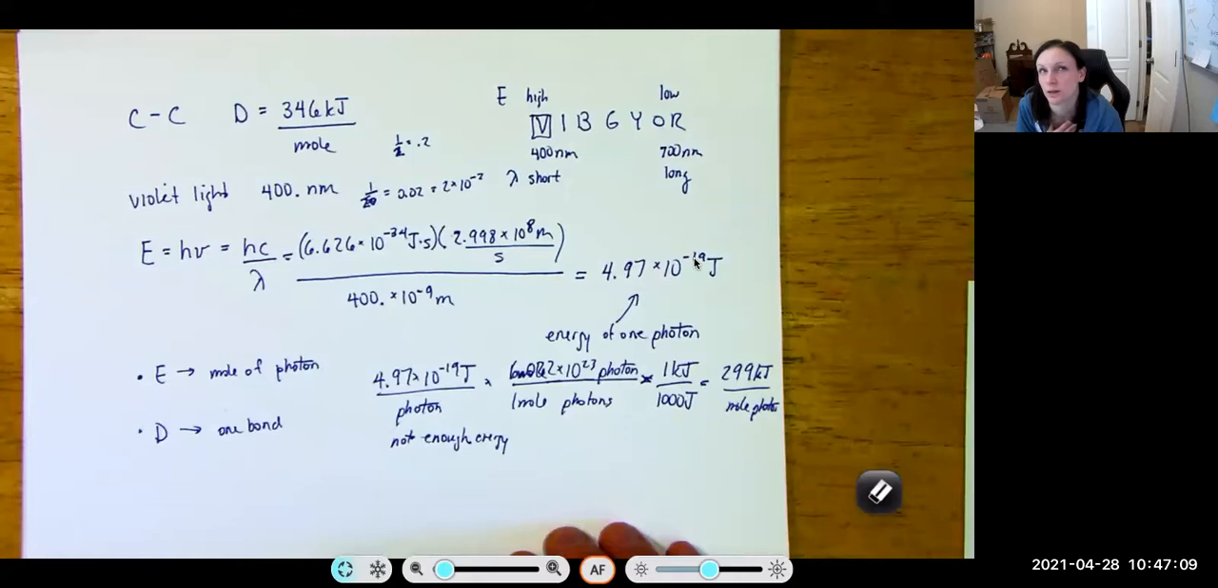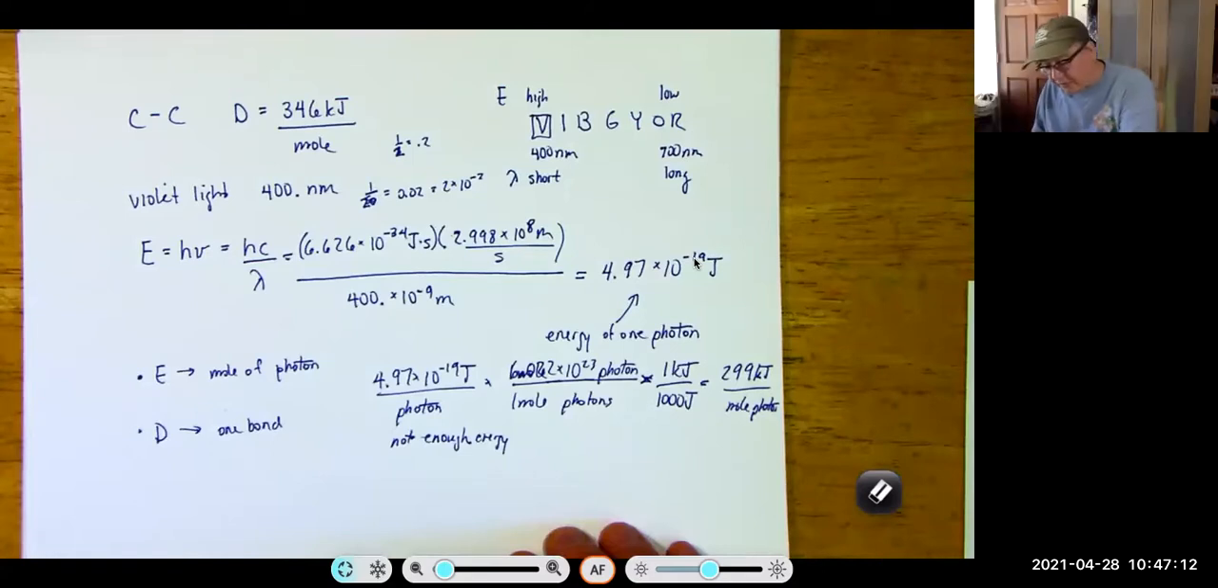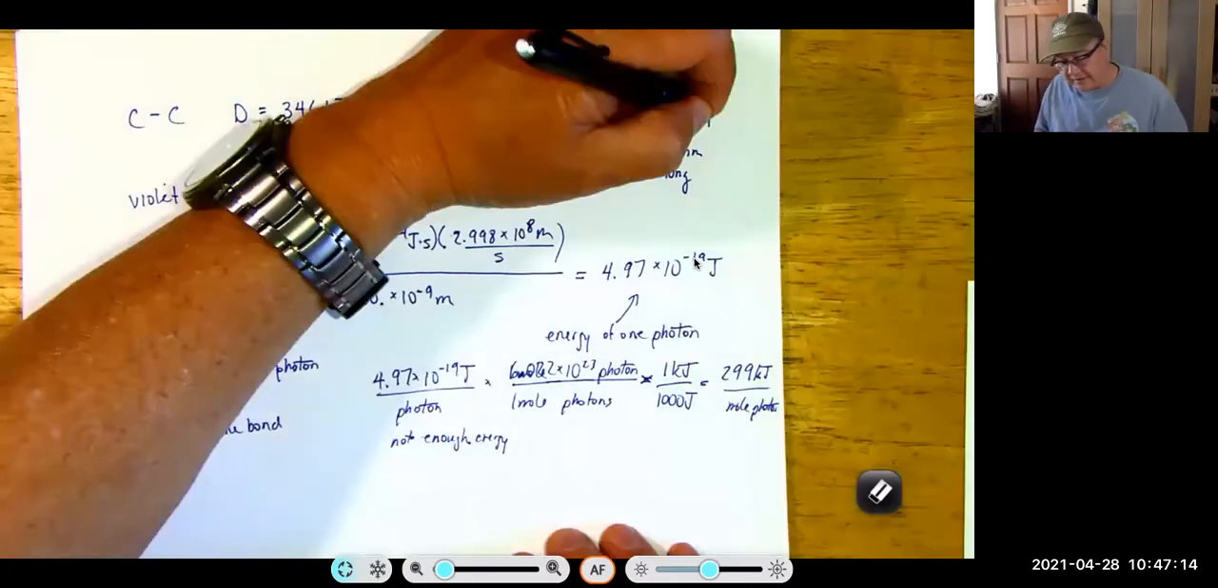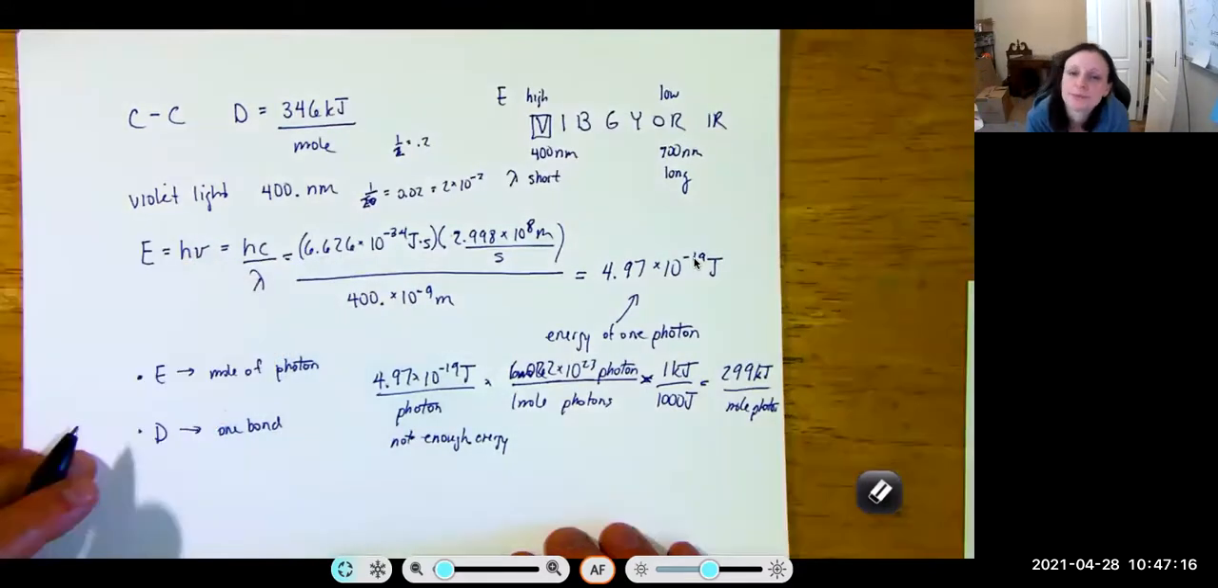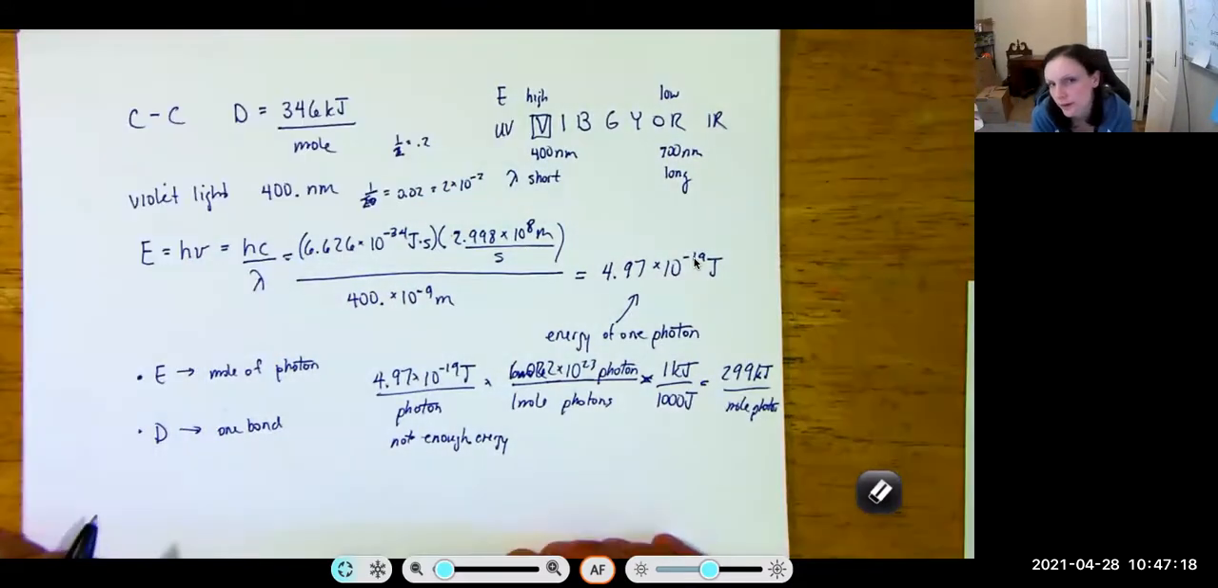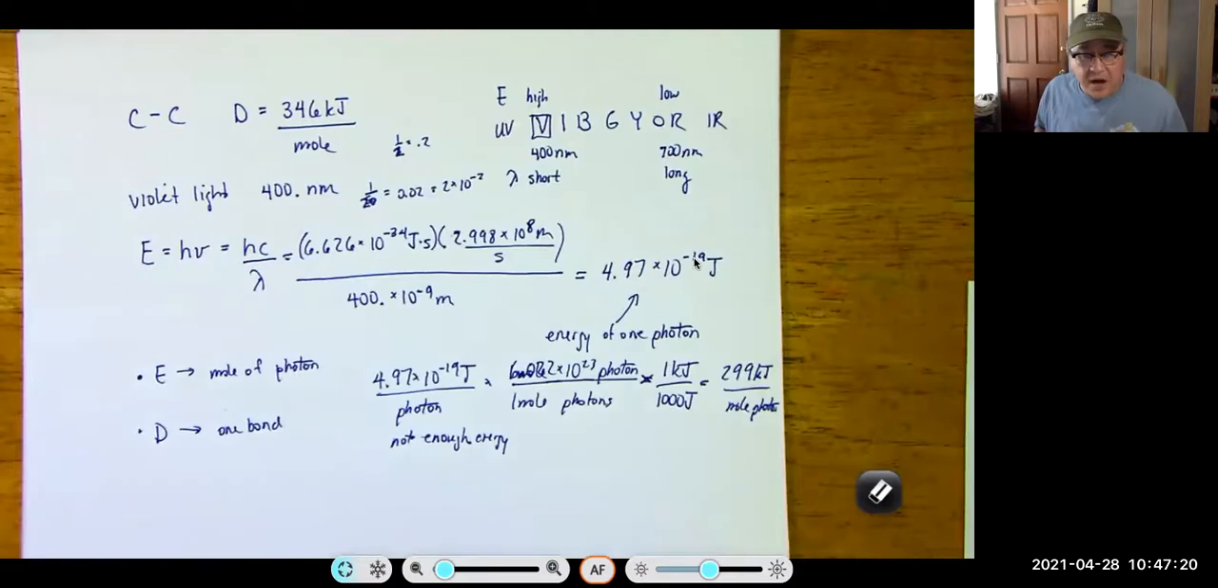Is it infrared? No, infrared's over here. UV then? UV. So it takes stronger light to break bonds, which is UV.